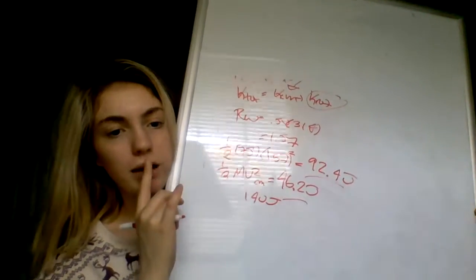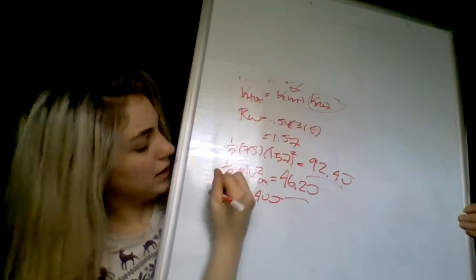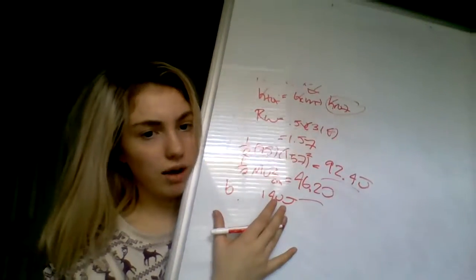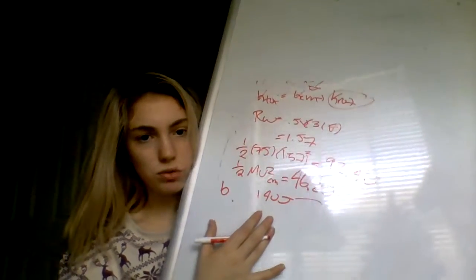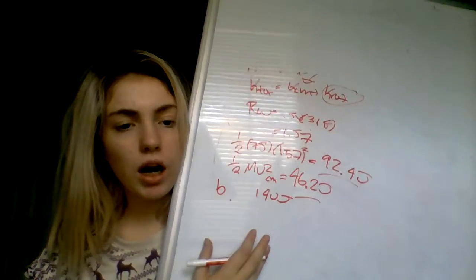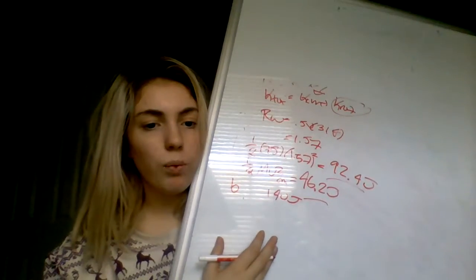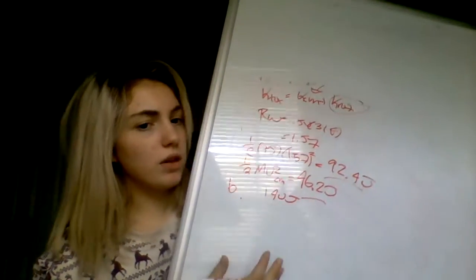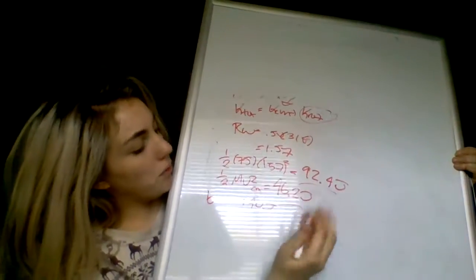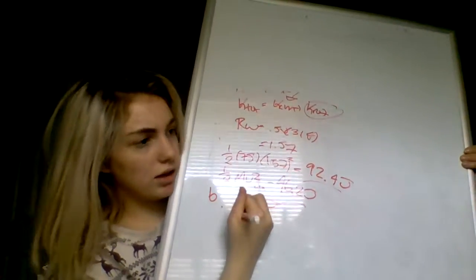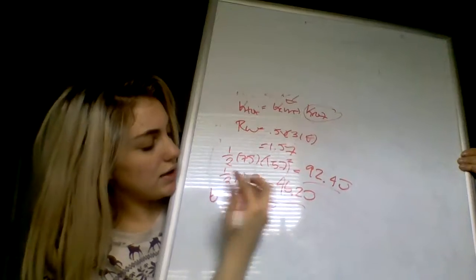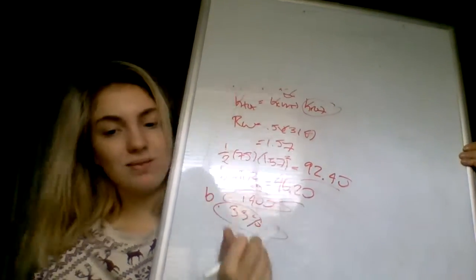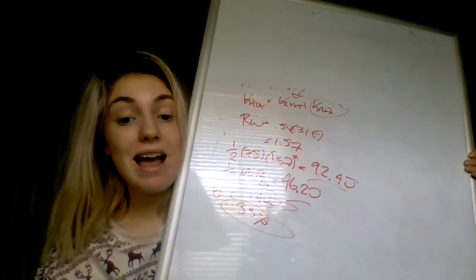Now for part B, to find the percent, it's pretty simple. You just do a ratio of the two. So you do 46.2 joules over 140 joules. So you do the rotational over the total, and you get 33%. So that is both A and B.